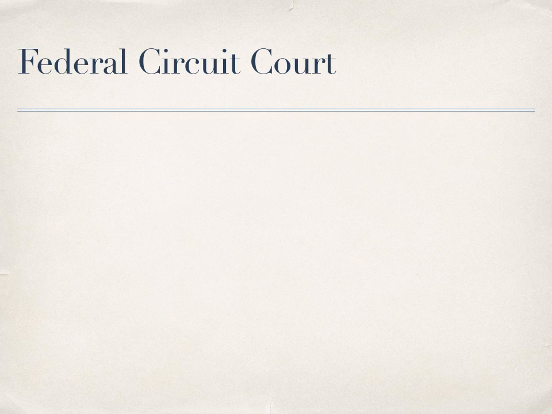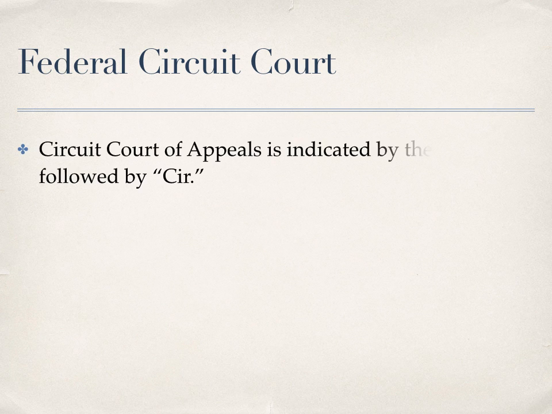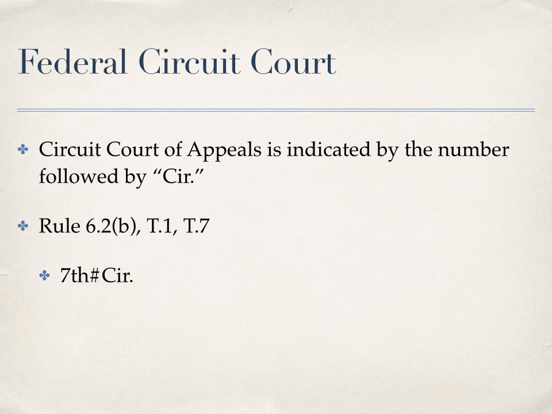The court name and jurisdiction information for a federal circuit court case is a bit more complicated. The name and jurisdiction information for the Federal Circuit Court of Appeals is indicated by using the ordinal designated for the circuit, followed by a space, followed by capital C-I-R period. Rule 6.2b tells us that we should use numbers followed by TH or D to indicate ordinals. Therefore, 7th Circuit is indicated by the number 7 followed by TH. Note that the TH appears on the same line as the 7, not as a superscript.